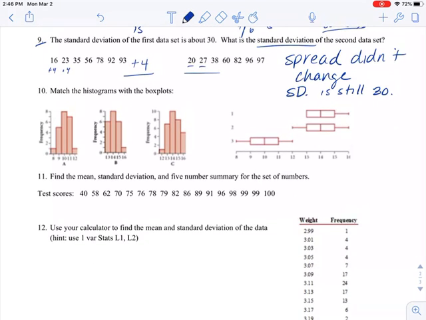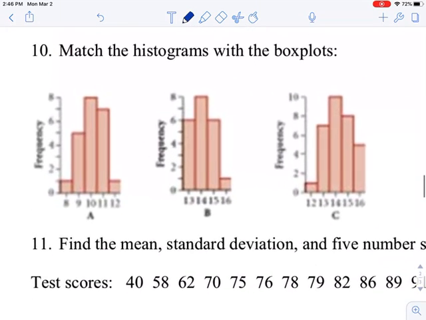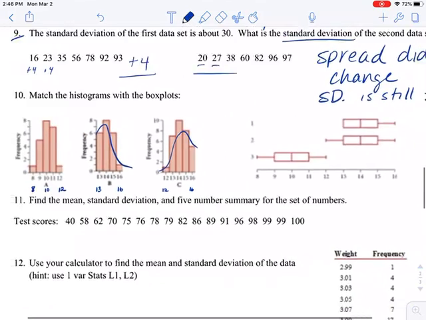Okay, in number 10, match the histograms with the box plots. So what we're going to do here is look really closely at the bottom here. This one, it's kind of hard to see, but it goes from 8 to 12. In the middle is 10. This one goes from 13 to 16. And this one goes from 12 to 16. This one's skewed a little bit left. This one's skewed a little bit right.